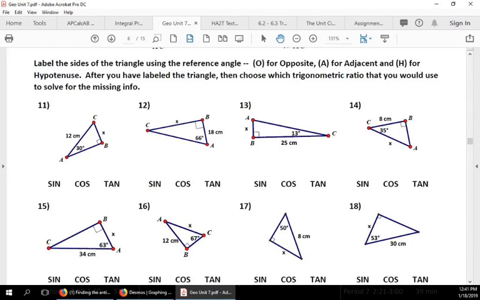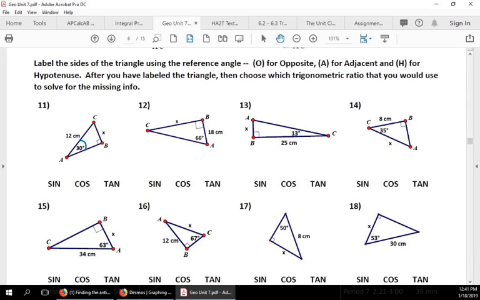So we're learning how to set up a trig equation. Are you going to set up this trig equation for this triangle with sine, cosine, or tangent? All right. Now here's your reference angle. Your reference angle is 30.